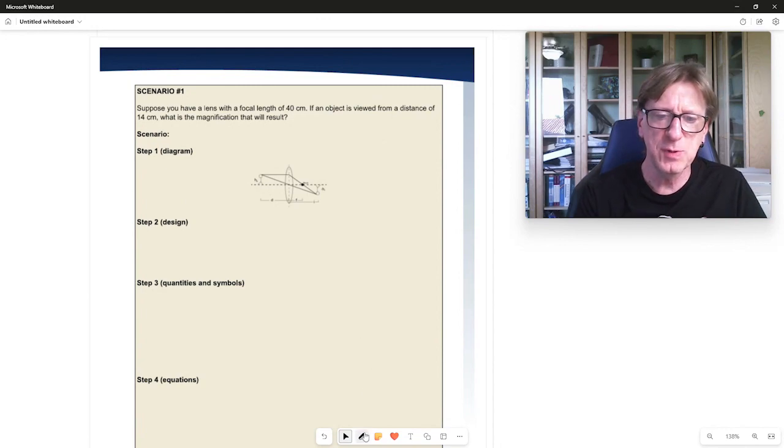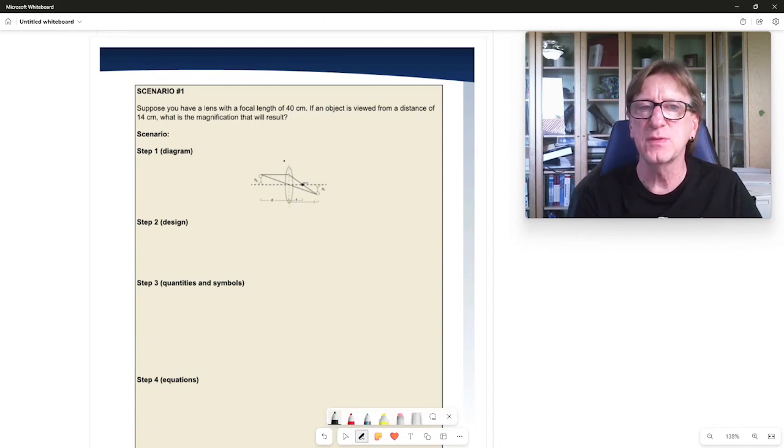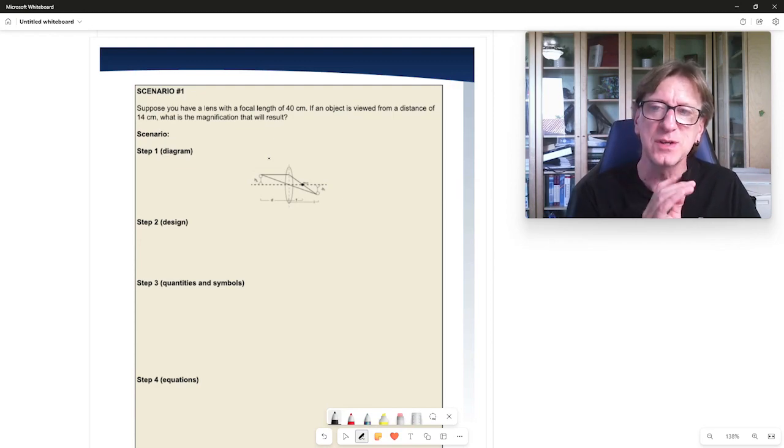It says, suppose we have a lens with a focal length of 0.40 centimeters. So remember, that's going to be 0.40 meters. And an object is viewed from a distance of 14 centimeters. So right away, this should be able to tell you something about what we expect to see from the image. We are inside the focal length. What's it going to look like? So keep that in mind. It's always good to know the answer before you try to find the answer.